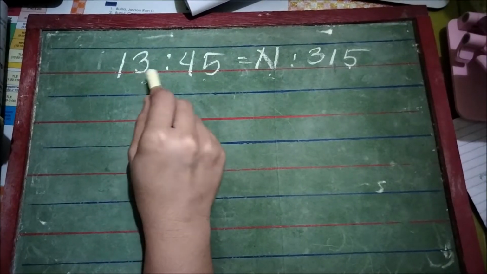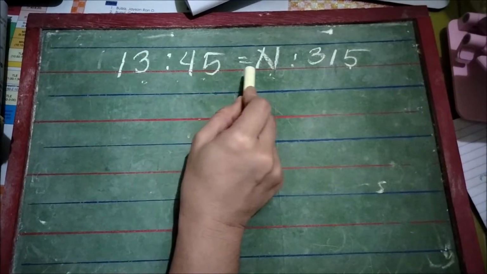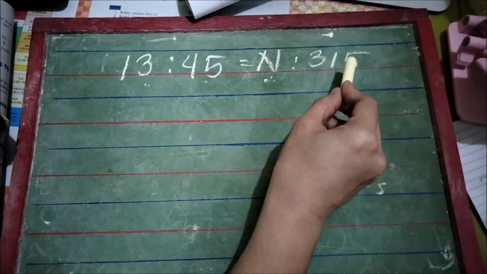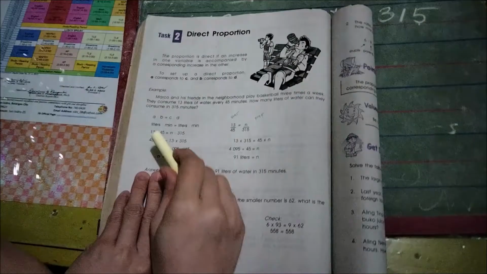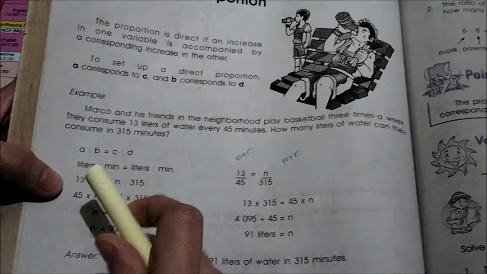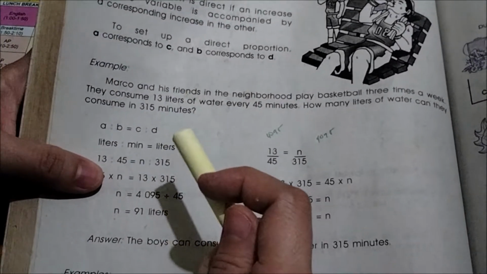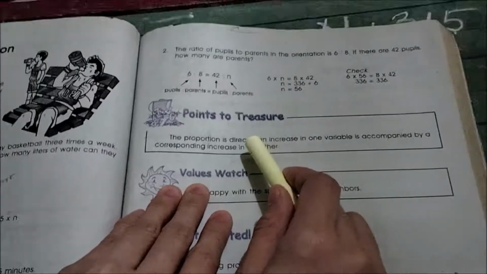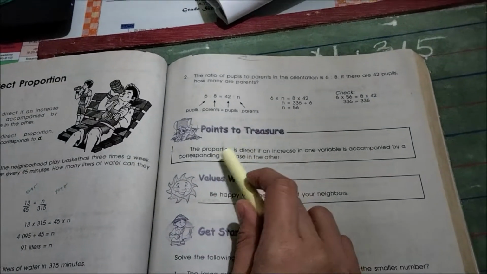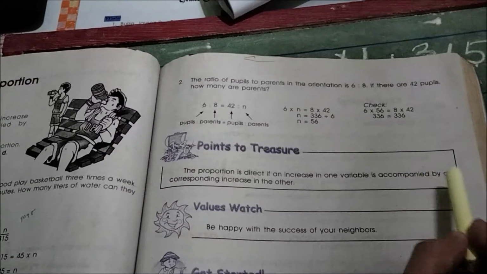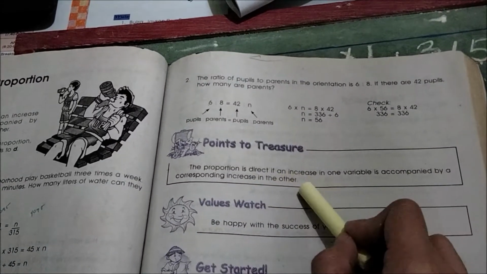In liters is to 45 minutes equals n. We have here missing liters is to 315 minutes. So as you can notice in our problem, I have said increase. If the first term or the first ratio is increasing, the other one will also increase, and that is a direct proportion. So the proportion is direct if an increase in one variable is accompanied by a corresponding increase in the other.